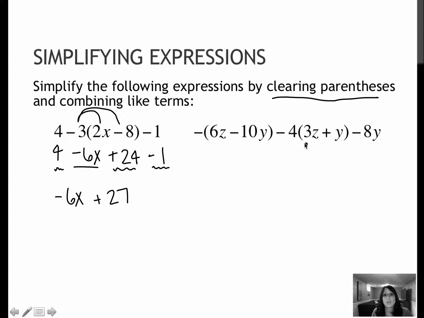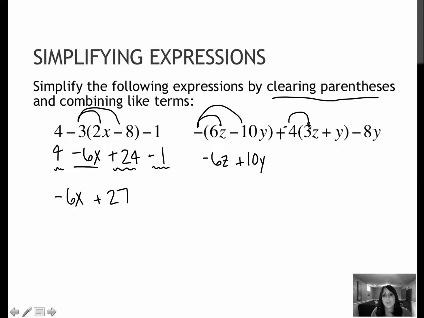For my second one, this one was kind of tricky. I threw a lot of negatives in just to make sure you're paying attention. A negative times a 6z is really only going to change the positive 6z to a negative 6z. The negative times the minus 10y, those two negatives make a positive, so it's plus 10y. Then I've got my minus 4.